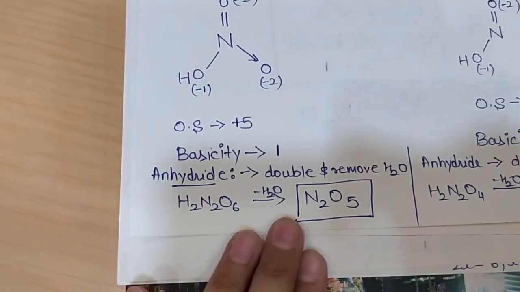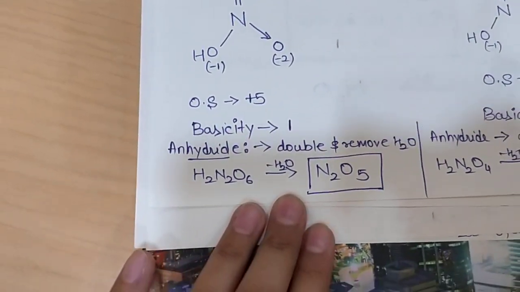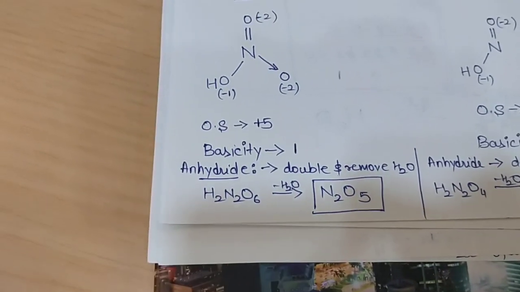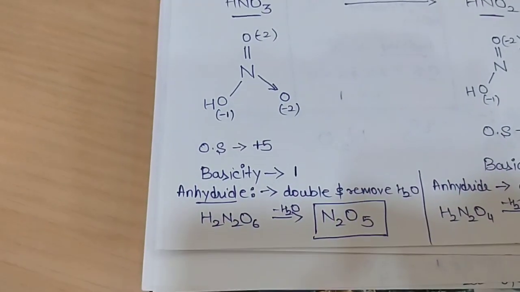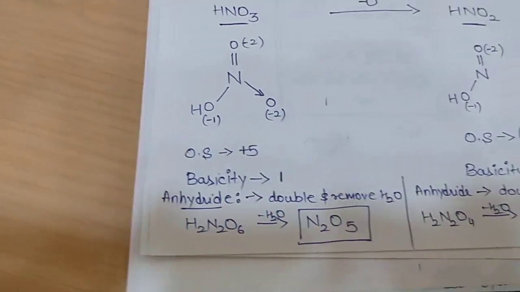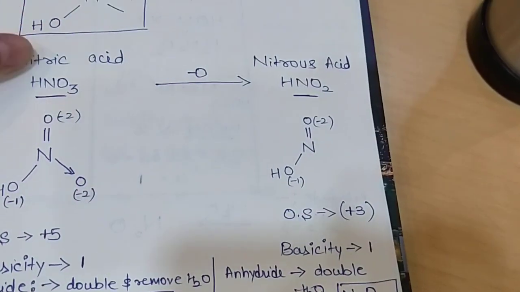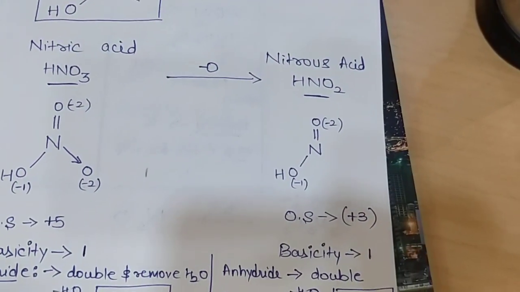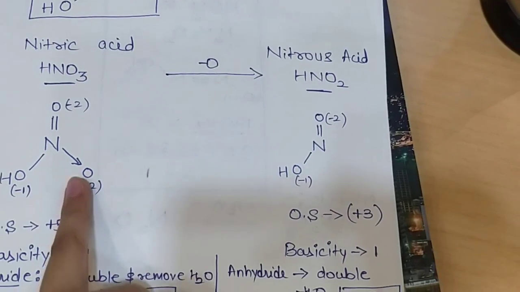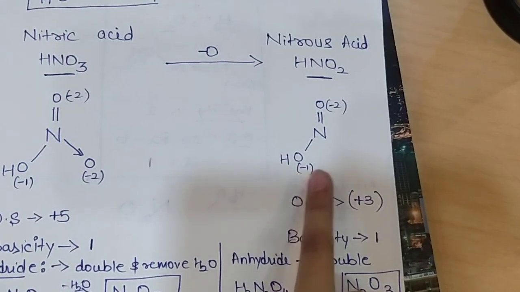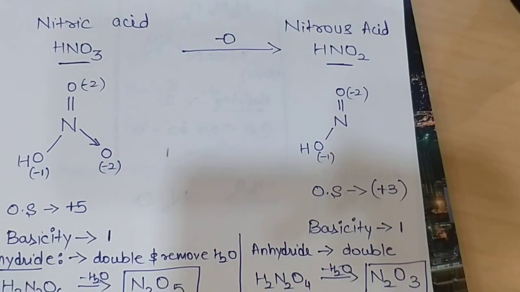Next is the anhydride. The formula is HNO3. What we'll do is double the formula and remove the water molecule. We're left with N2O5, and this is the anhydride for nitric acid. Next we'll discuss nitrous acid, which is HNO2. Here we have removed the oxygen which is bonded through a coordinate bond. So this is the structure for HNO2.